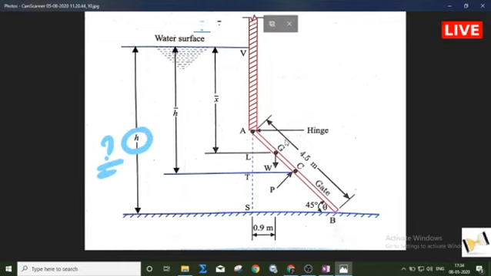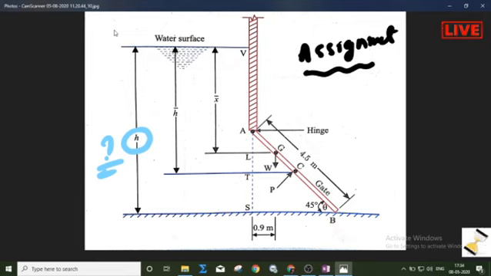Take this as an assignment for you today and try to solve this question. After solving, send your solution to the BR, and that BR will send the solution to me.